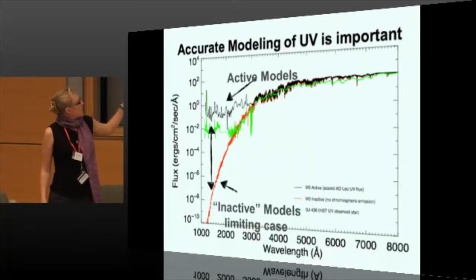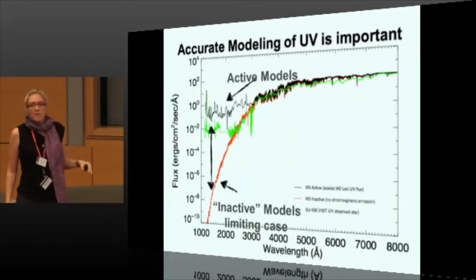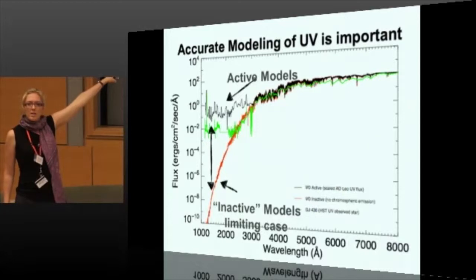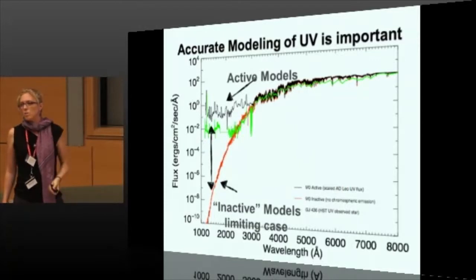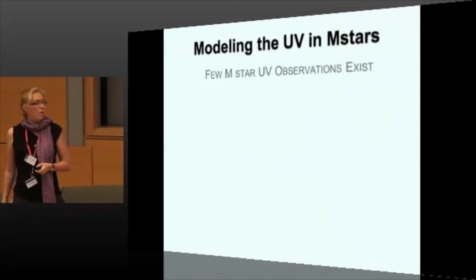So when I'm talking today, I'm going to talk about active models and inactive models. The active models are these most active cases, then I'll be talking about some of the observed stars. And the inactive models are really these limiting cases. Whether they actually correspond to a physical star is not yet known.